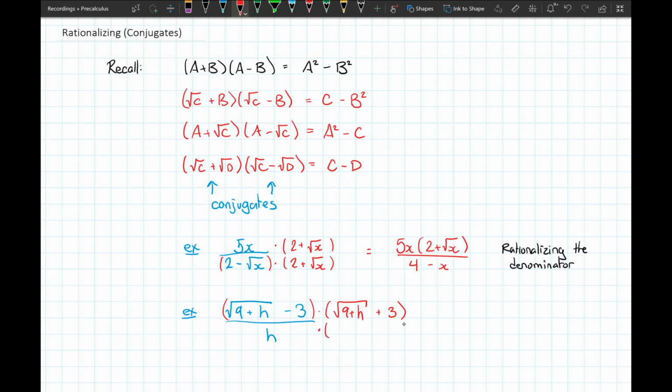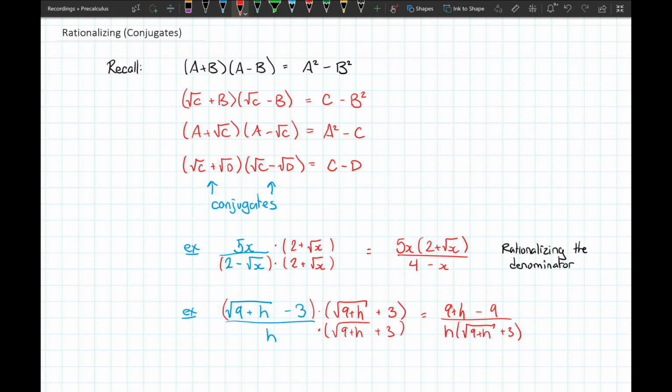And then, of course, to make this an equivalent fraction, we're going to have to multiply top and bottom by the same non-zero factor. Now, you can actually take a look, and this is essentially just the same as this top form here. Root c plus b times root c minus b equals c. In this case, that would just be 9 plus h. Minus b squared. Okay, so that would be, in this case, minus 9. And on the bottom, we have h times root 9 plus h plus 3.